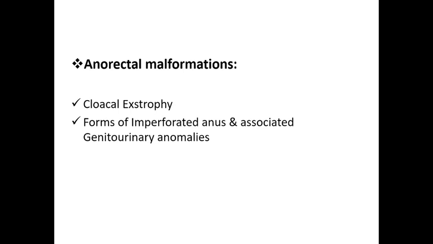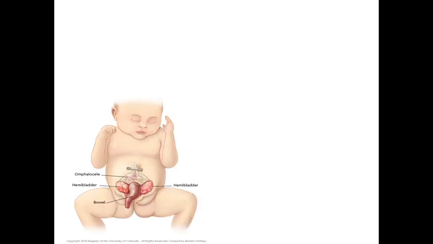Right, so now we'll see some anorectal anomalies or anorectal malformations. So one condition is called cloacal exstrophy. Next we have a condition called imperforate anus and associated genitourinary anomalies. So first we'll see cloacal exstrophy. So this is cloacal exstrophy.